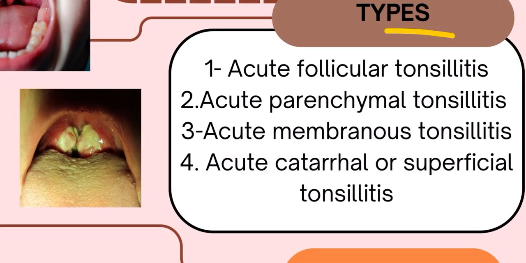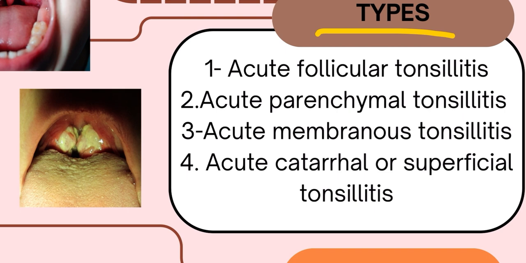Next are the types. In general, we have 4 types of tonsillitis. We have acute follicular tonsillitis, acute parenchymal tonsillitis, acute membranous tonsillitis, and acute catarrhal or superficial tonsillitis.